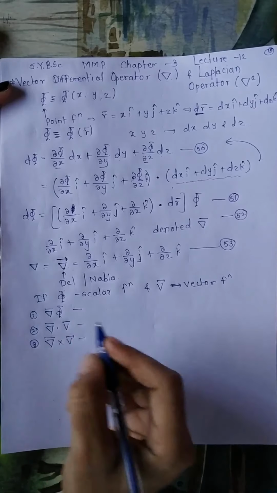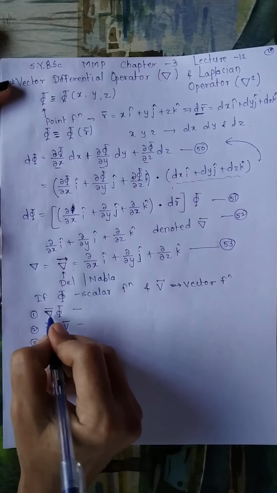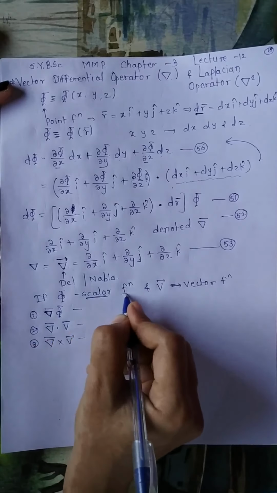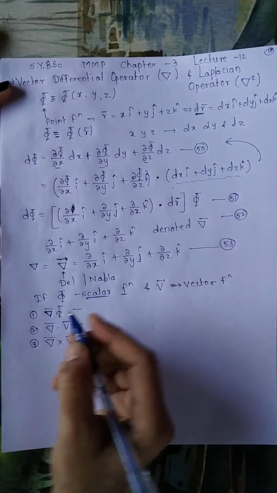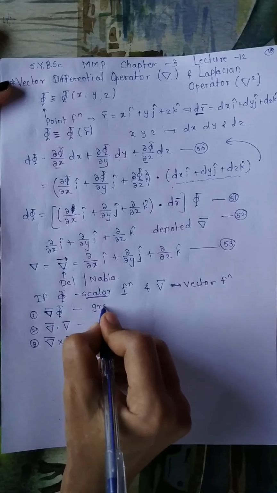Whenever the del operator is operated on a scalar function phi, the result is known as a gradient.